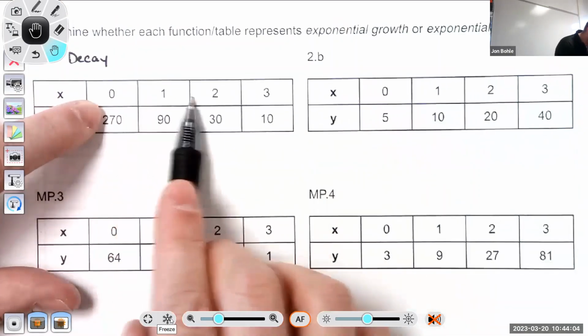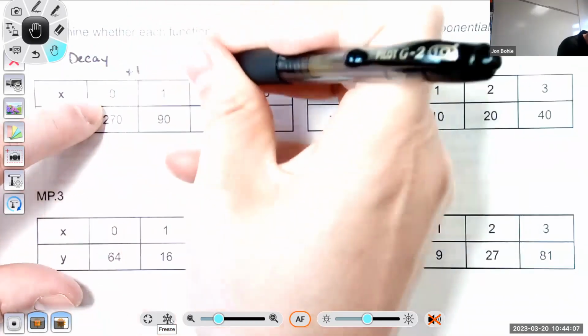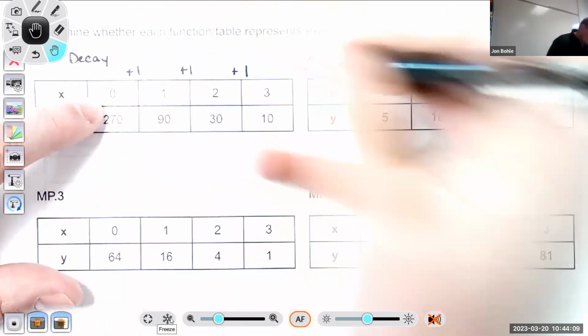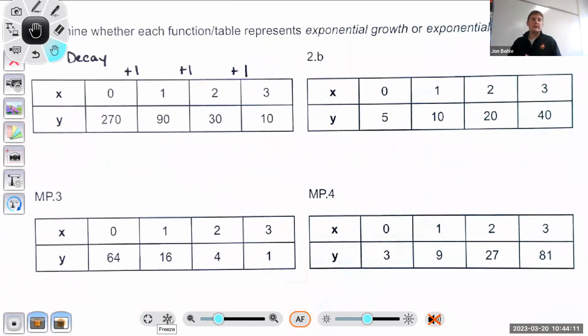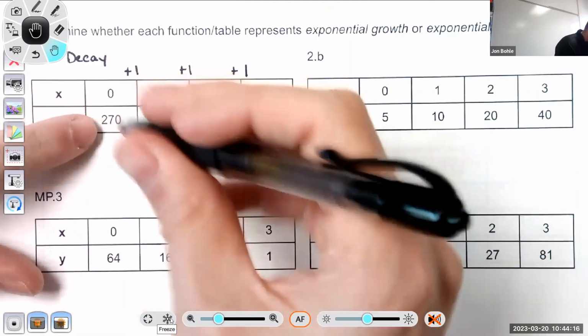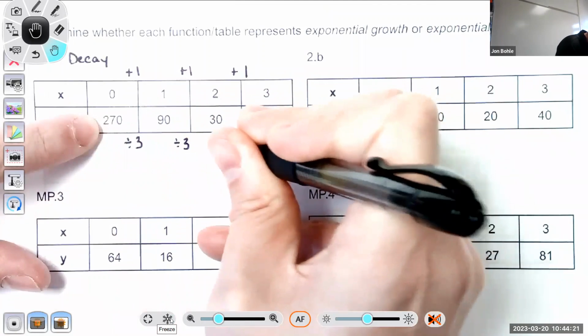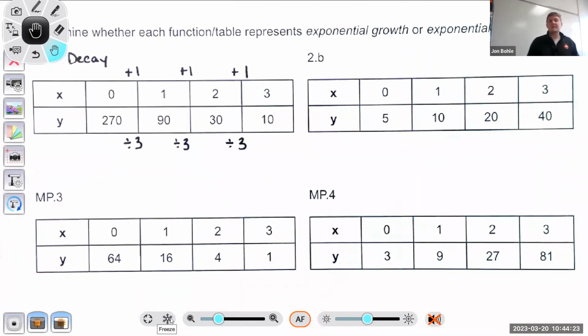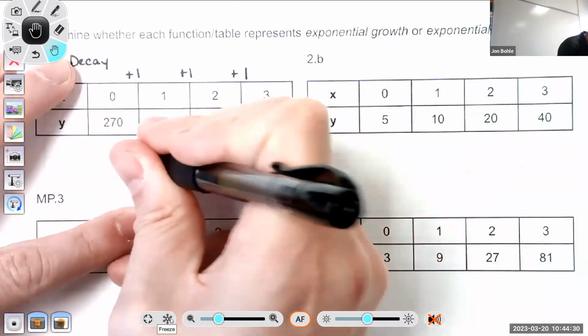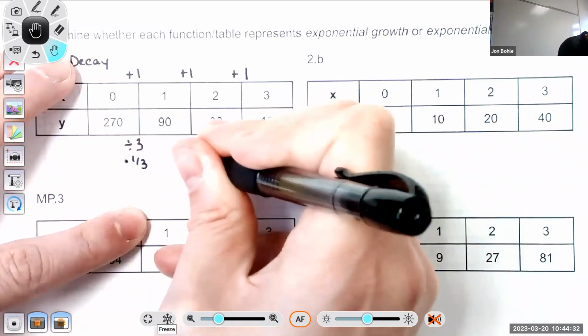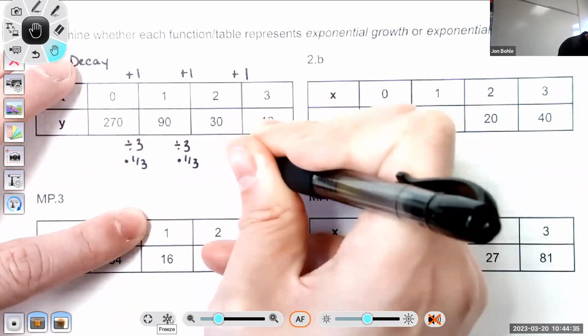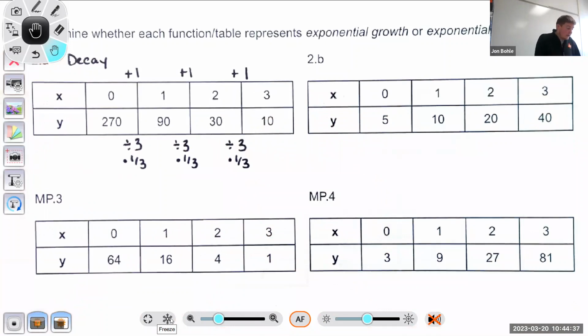Okay, so this is +1, +1, +1. That's good. What's happening in the y values? Okay, it is decreasing by what? Dividing by 3 though, right? Dividing by 3 is the same as multiplying by what though? 1/3. So this is the same as times by 1/3. Good. So this is decay.